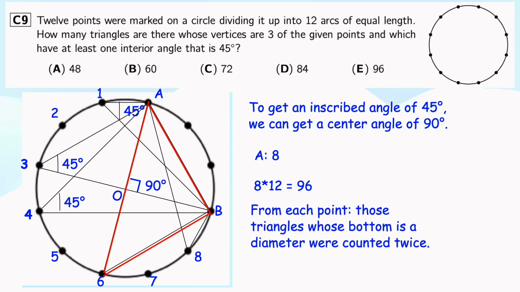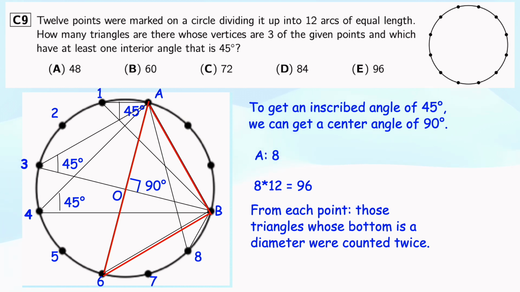This triangle is a special one. Because those triangles whose bottom is a diameter were actually counted twice. Why? Because if you look from A, A6B was counted when we look at point A. But when we look at point B, that A6B happened again. So it's a completely identical triangle. We counted it when we used A, and when we used B we counted it again.